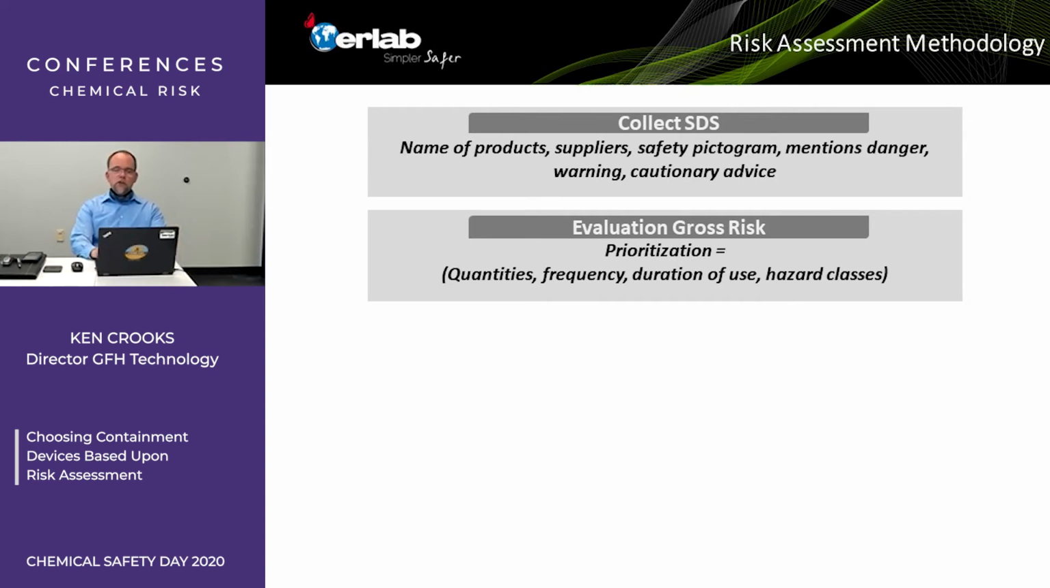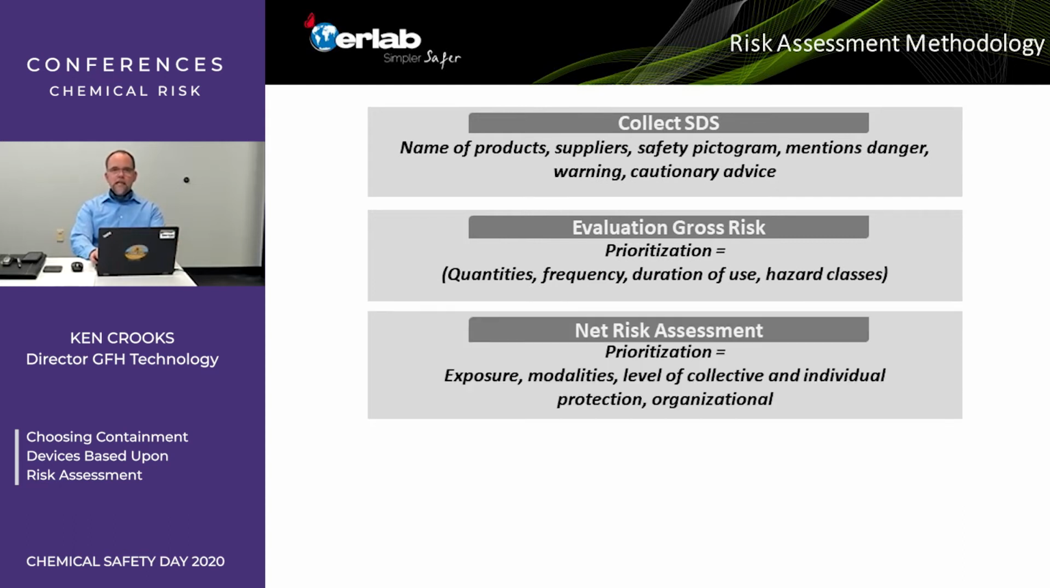Now you can evaluate the total or the gross risk by looking at it and understanding and prioritizing the quantities, how often, the frequency, how long, the duration of the use, and the hazardous classes. And then you can look more precisely at the net risk assessment by understanding the exposure and the modalities of that exposure, the level of collective and individual protection, and organizational function. So this is where we really get down to working with a client and understanding their risk of using that chemical in their facility the way they do.